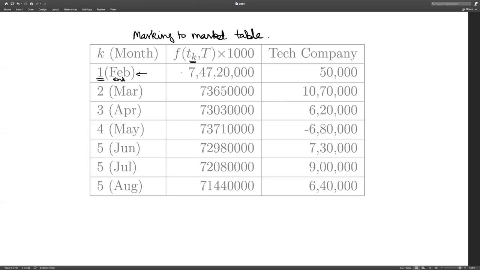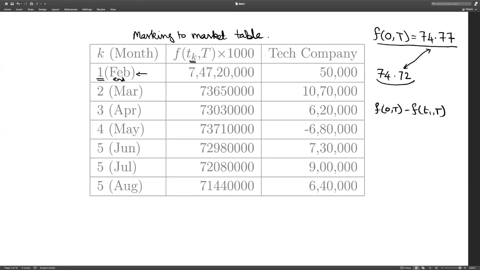On that day, the price of the US dollar was 74.72. Remember, initially that is at f of T0, T0 is 0, 74.77 rupees per dollar was the contract that we made, and at the end of February it has become 74.72, and therefore there is a difference between these two, right? So the difference, since you are in a short position, you will have f of 0 comma T minus f of t1 comma capital T, right, into 1000. Okay, that is one contract.